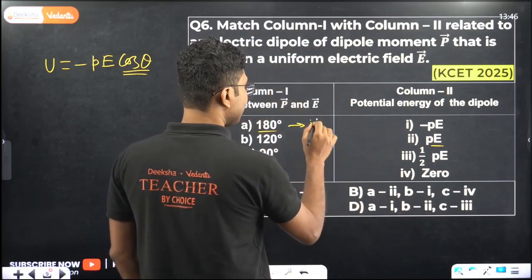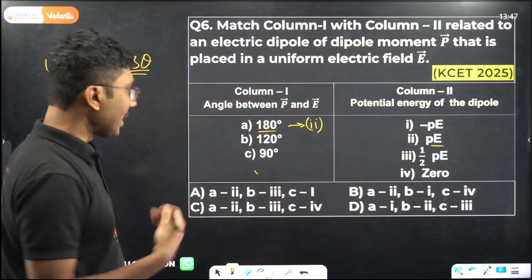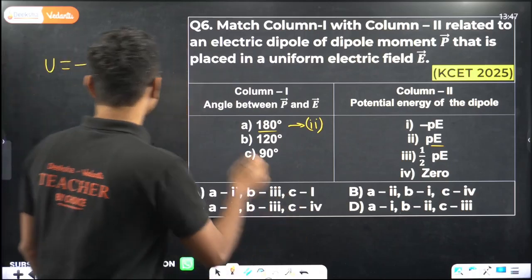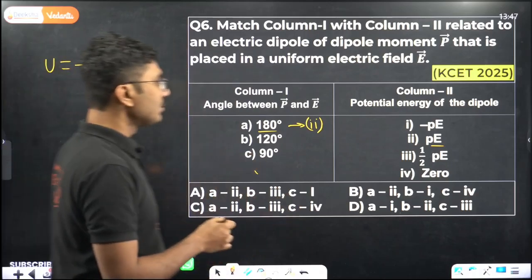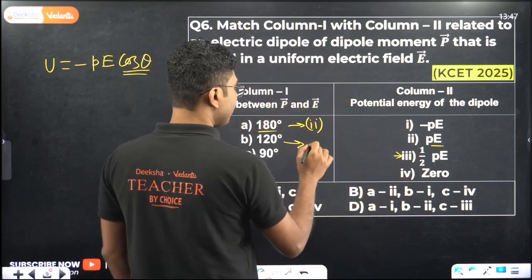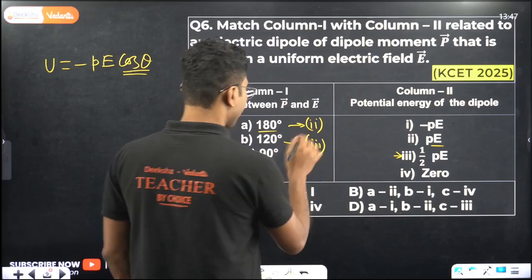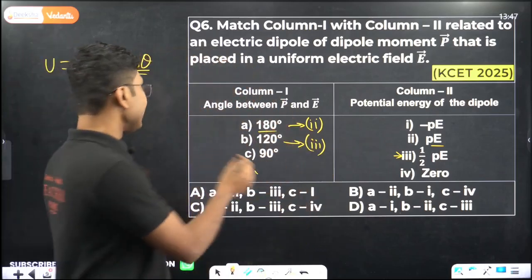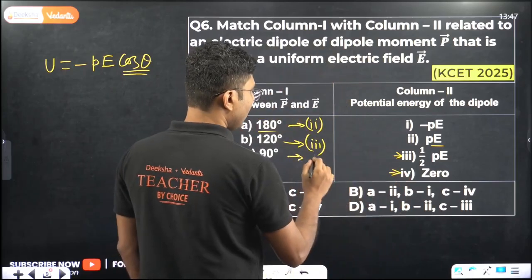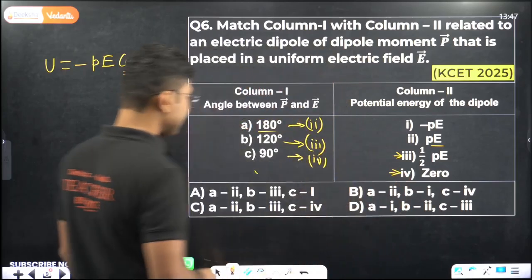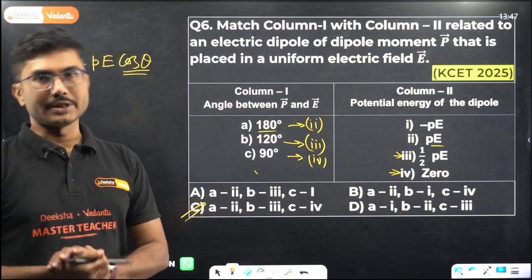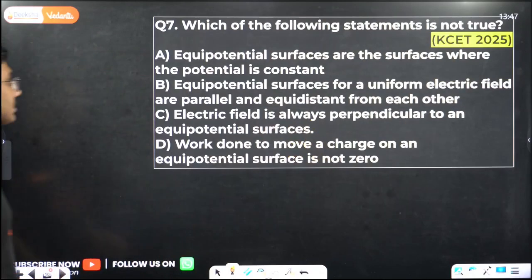So for A, the matching option is 2. For 120 degree, cos 120 is equal to minus half. Minus half means minus minus plus half. So for 120 degree, the matching will be 3. For 90 degree, cos 90 is 0, so 0 is the correct match. So it will be 4. So 2, 3, 4 is the correct match. Option C is correct. Now let's move on to the next question.